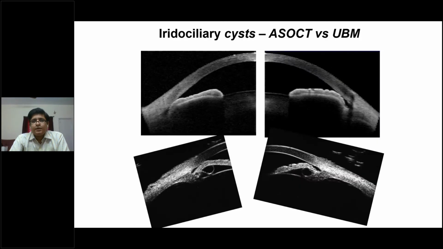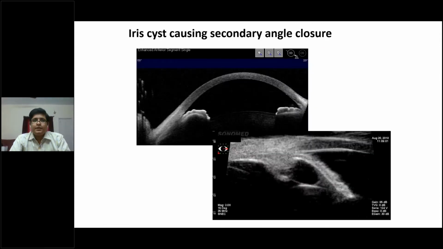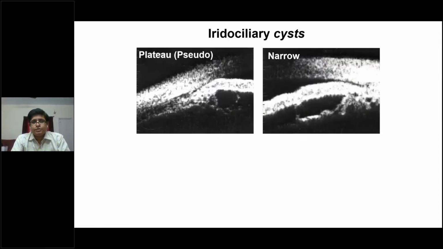And this is where there is a difference between ASOCT and UBM. With UBM you can find out what is behind the iris. It can be a plateau iris classically or a pseudo plateau iris with cysts. But the contour on the ASOCT will give you some indication that it can be a problem in the back of the eye. And secondary angle closures.